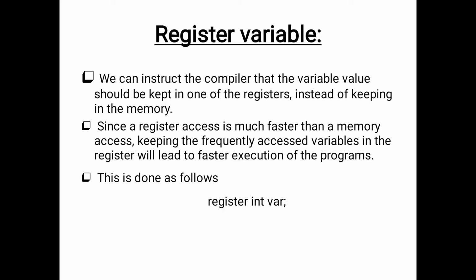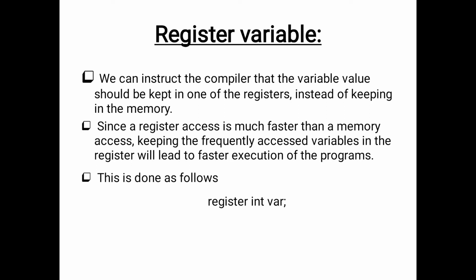Coming to the next type, the next storage class is the register variable. We can instruct the compiler that the variable value should be kept in one of the registers instead of keeping it in the memory. In order to keep a value in the register, we will use the register variable. Since register access is much faster than memory access, keeping frequently accessed variables in registers will lead to faster execution of the program.